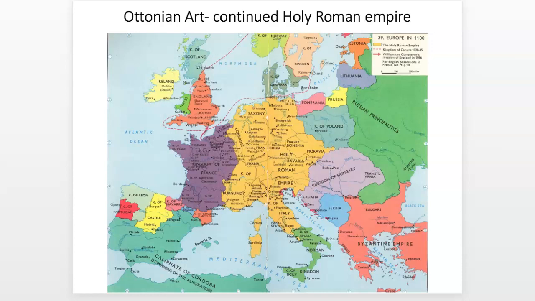So we're going to start talking about the Ottonian Empire. Ottonian art is, in certain ways, a continuation of the Holy Roman Empire, we should say. So we're going to look at the Ottonian dynasty, which was a Saxon dynasty of German monarchs named after three of its kings.